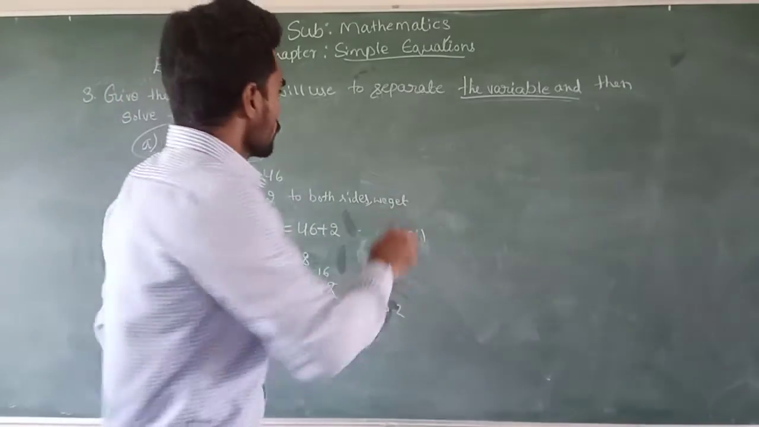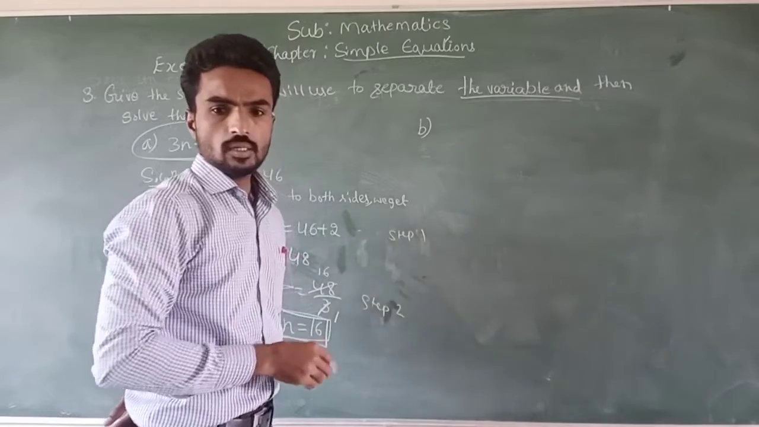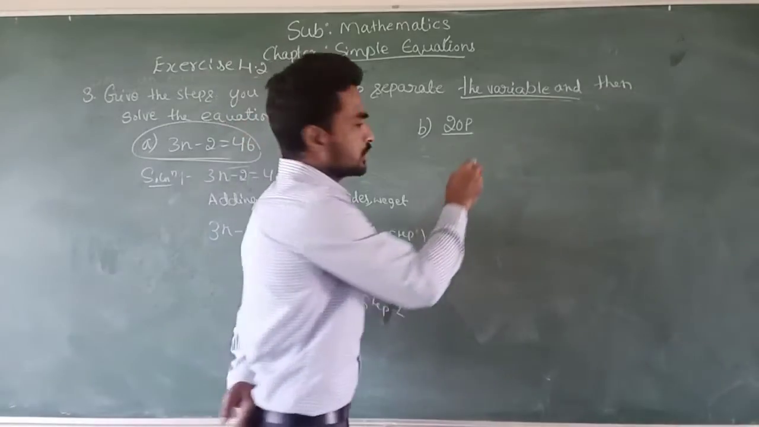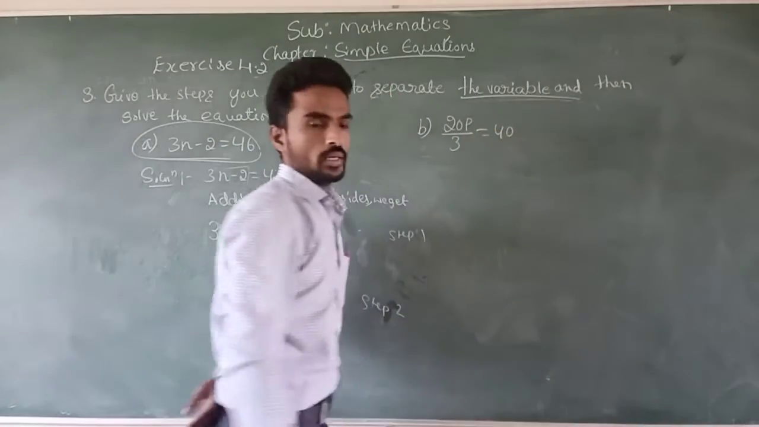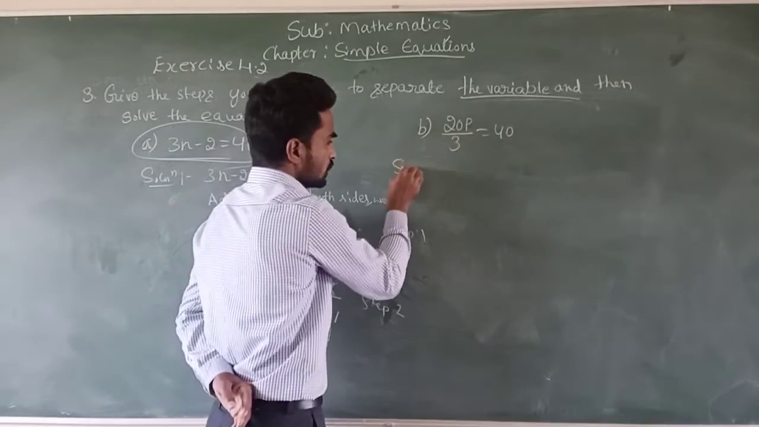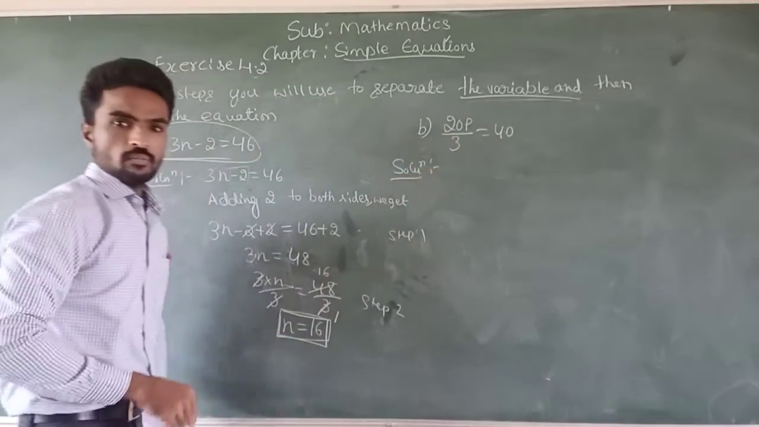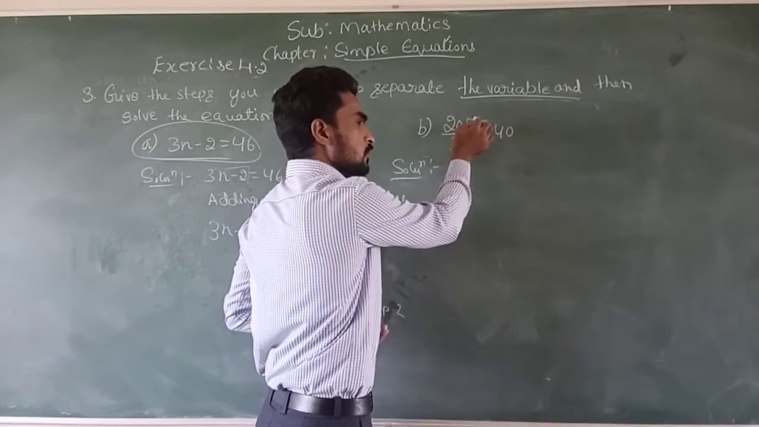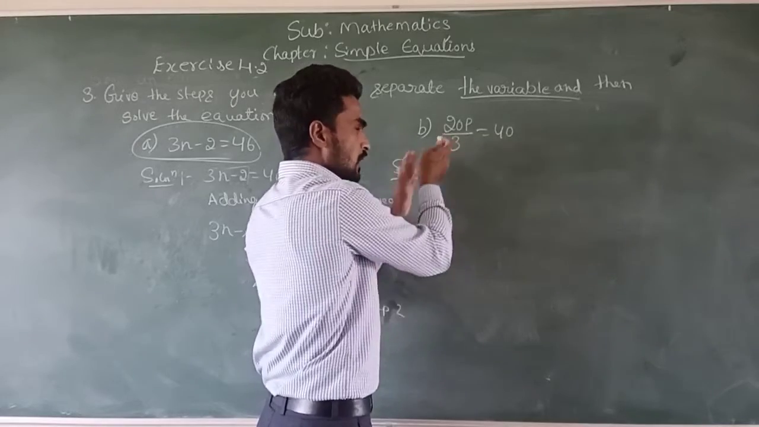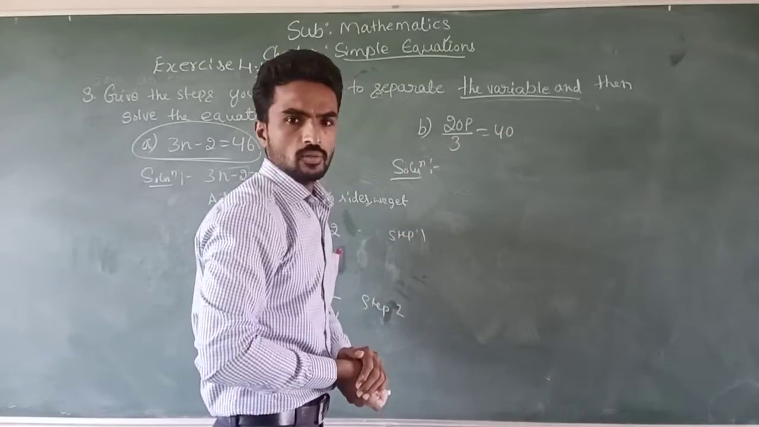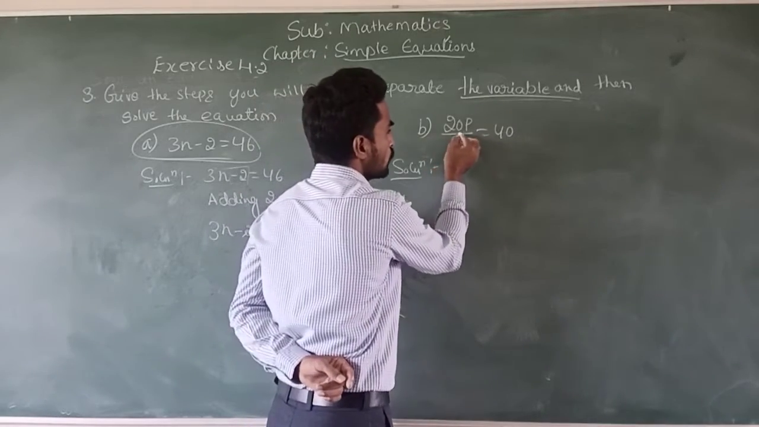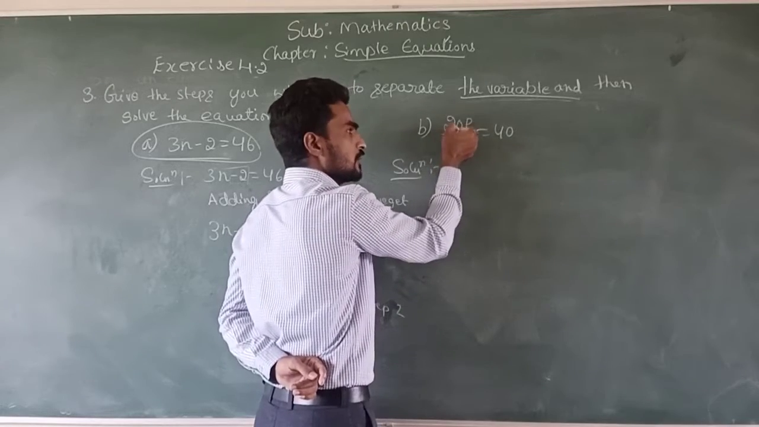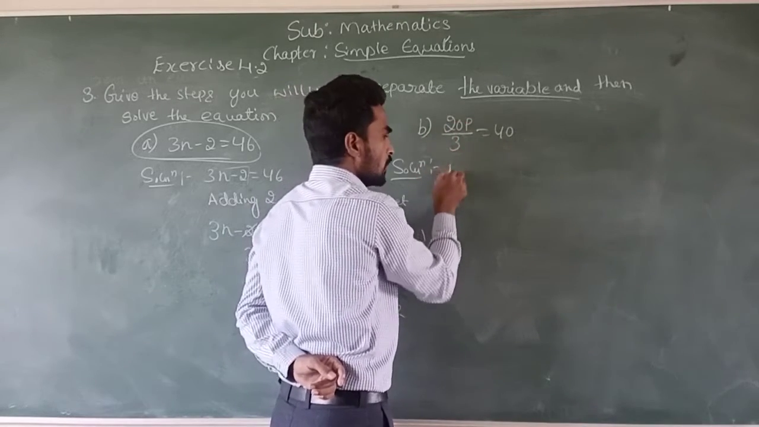Now going to solve the second one. Here they are given that 20p divided by 3 is equal to 40. Just observe the equation. Here p is the variable, 20 by 3 is the coefficient term and 40 is the constant term. First you can remove this 3 from this term. Here 3 is dividing the 20p.